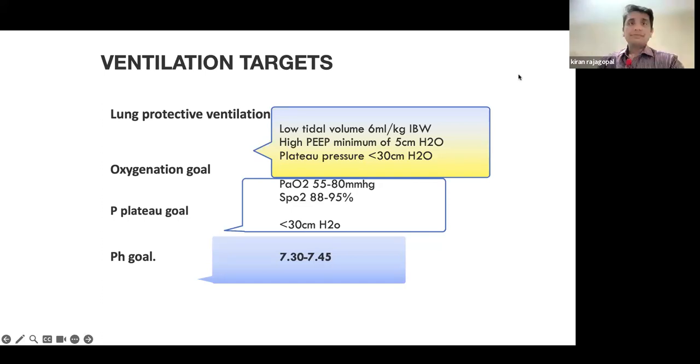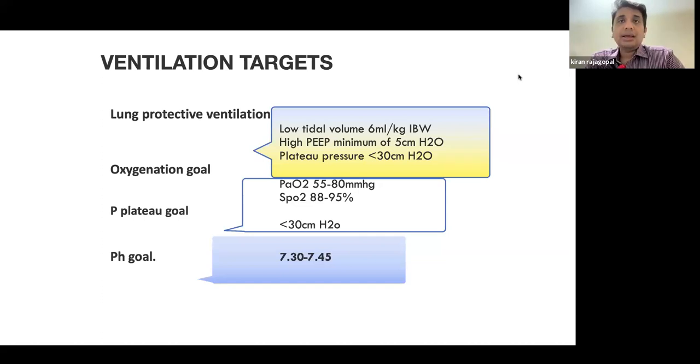We don't want to keep a tidal volume of more than 6 ml per kg. Okay. So that will cause this volume mediated injury to the lungs. So our target is 6 ml per kg of ideal body weight. So you have to monitor the ventilator screen for the expiratory tidal volume.